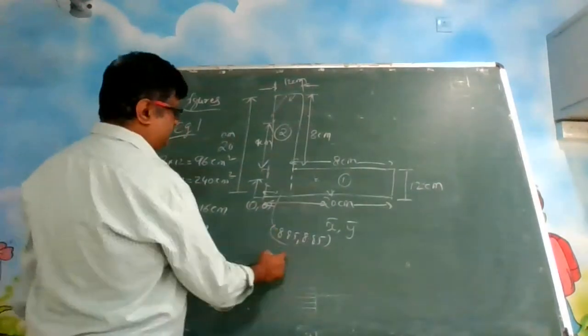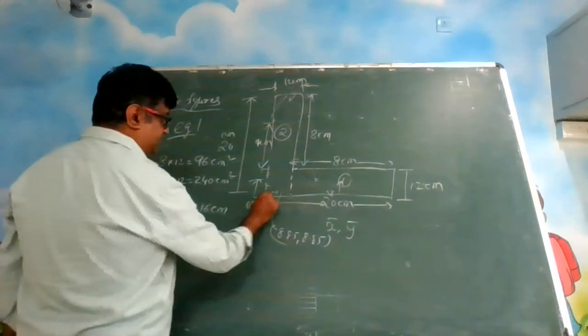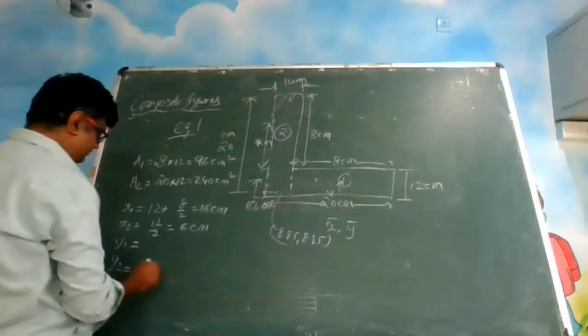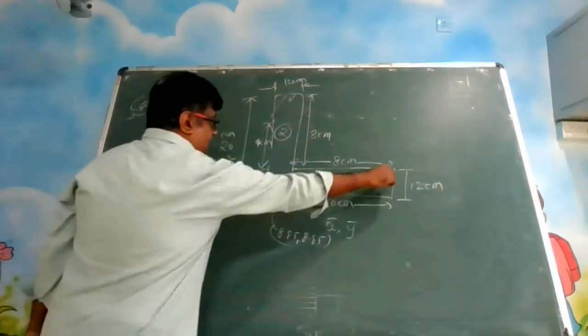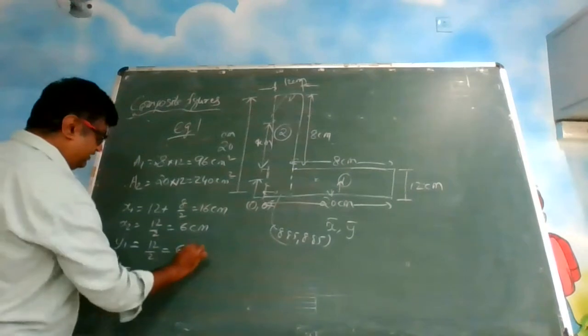Now coming to y1. y1 means, इसका y1 ये होगा. तो इधर से मेजर करो, इधर से करो, एक ही बात है. So this is 12 centimeter, 12 by 2 it will be. This coordinate will be half of 12. So 12 by 2, 6 centimeter.